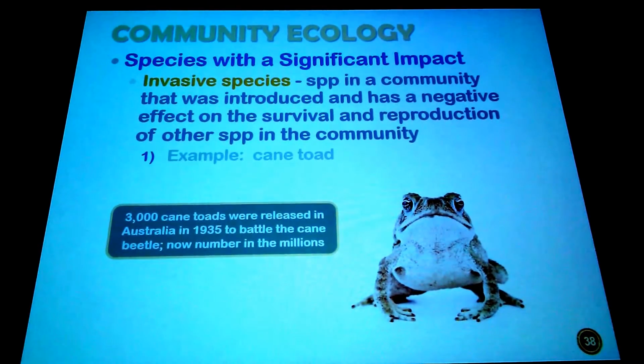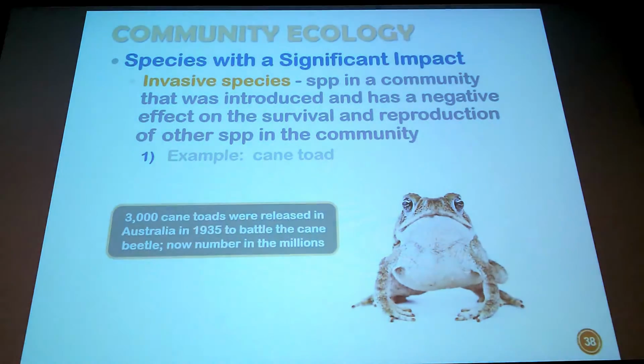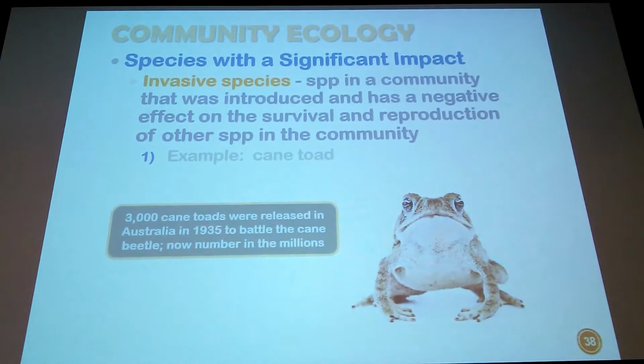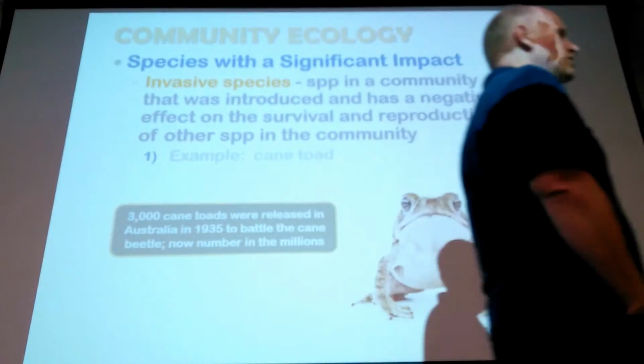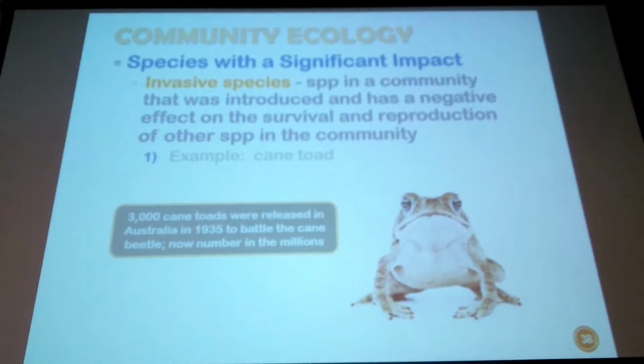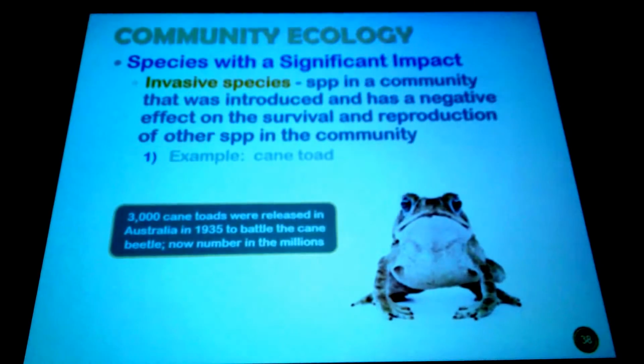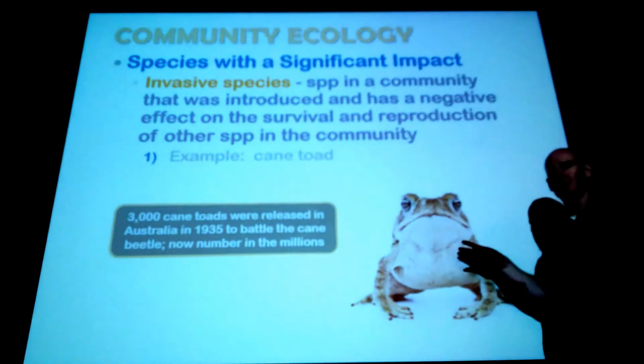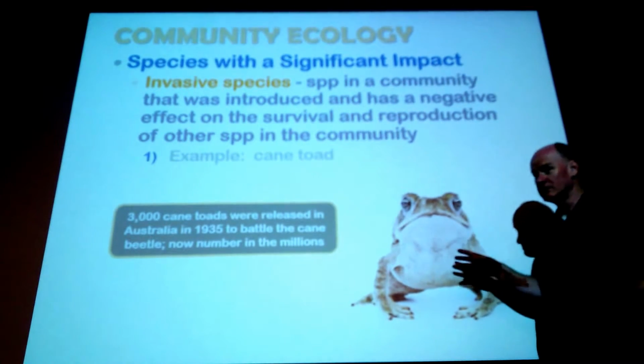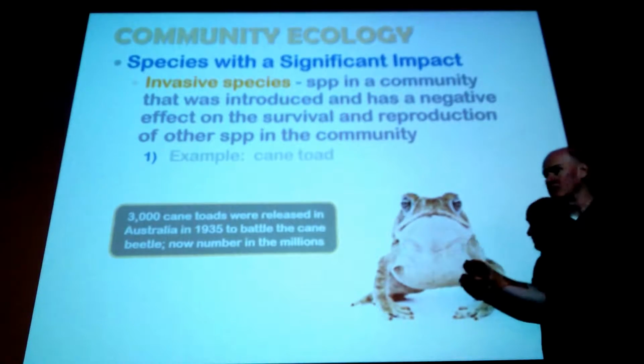3,000 cane toads were released in Australia in 1935 to battle the cane beetle. On paper, it sounds great. We've got an insect problem. Let's get an insect eater in here. Cane toads never evolved in Australia. What they didn't realize is the cane beetle actually jumps higher than the cane toad. So you just introduce something to the environment to eat something else that it can't catch. Okay, big problem. You also just introduce something to the environment that has a high reproductive rate. They reproduce frequently and in large numbers.